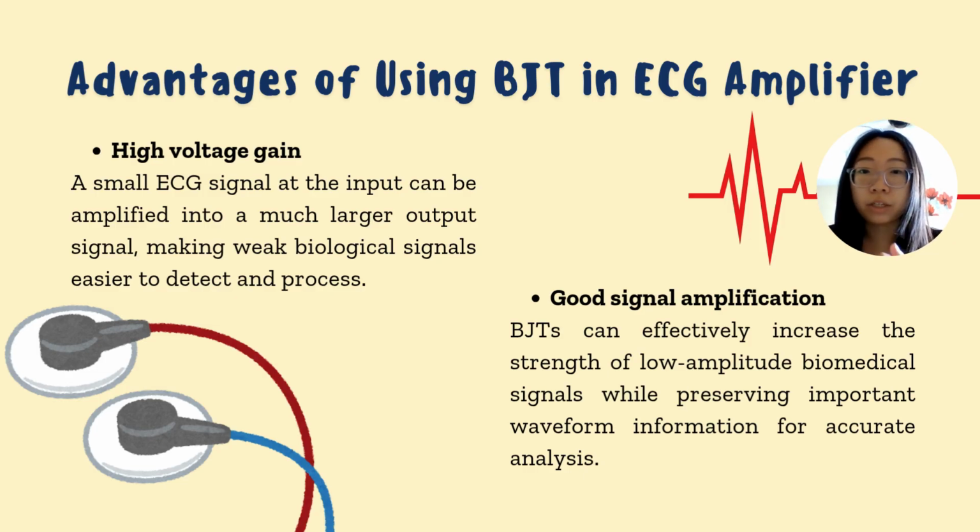There are several advantages of using BJTs in ECG amplifier circuits. The first advantage is high voltage gain. A very small ECG signal can be amplified into a much larger signal, making it easier for electronic systems to detect and analyze. The second advantage is good signal amplification. BJTs can effectively increase the strength of low amplitude biomedical signals while preserving important waveform information. This is critical because doctors rely on accurate ECG waveforms for diagnosing.